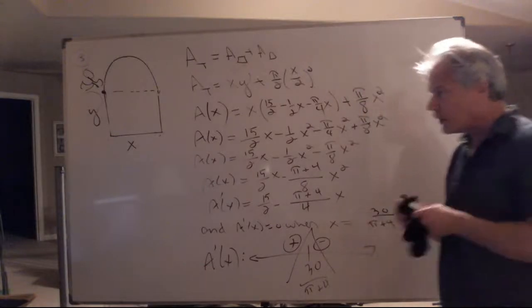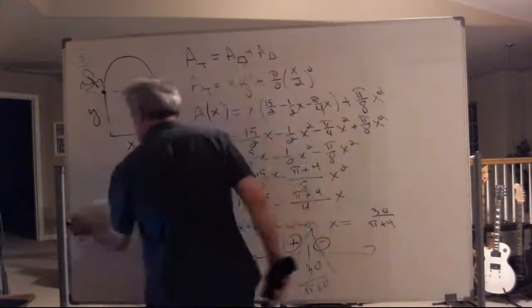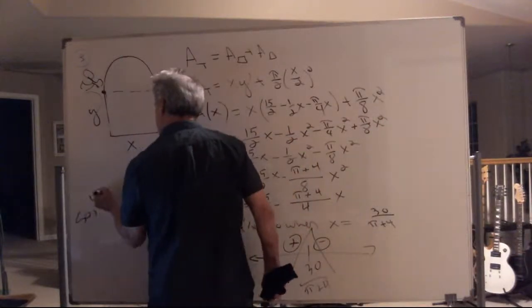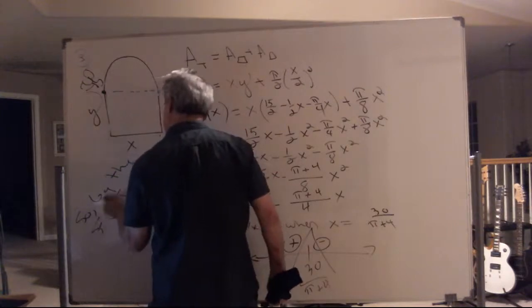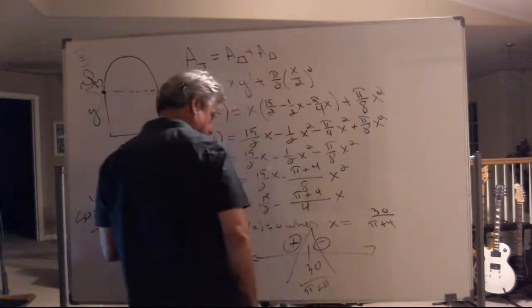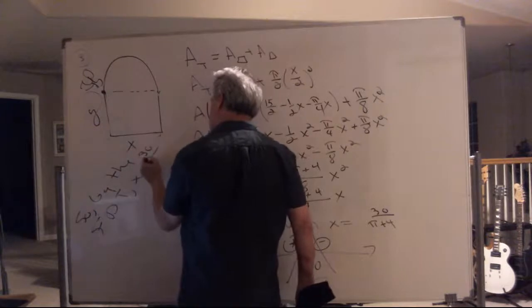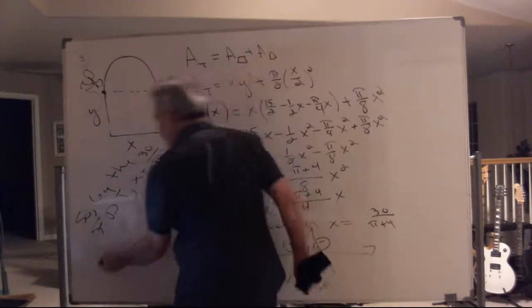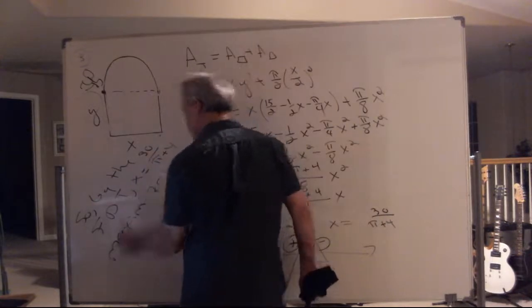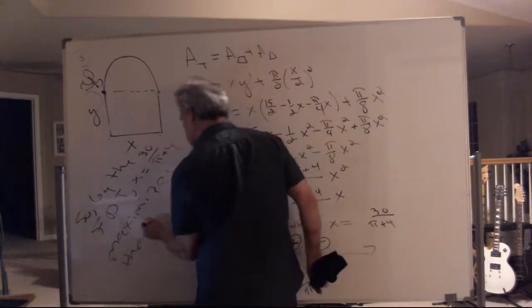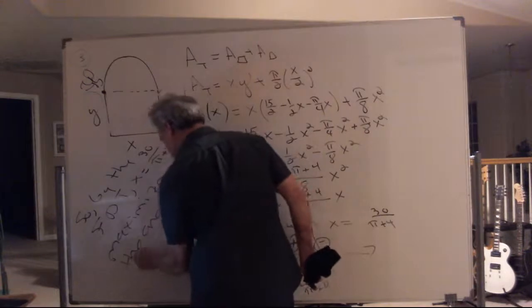So with that sign graph I've just shown you, by the first derivative test, x equal to that value of 30 over pi plus 4 maximizes the area of this window.